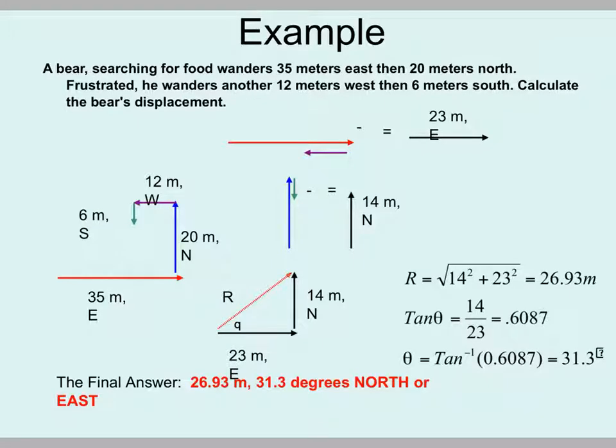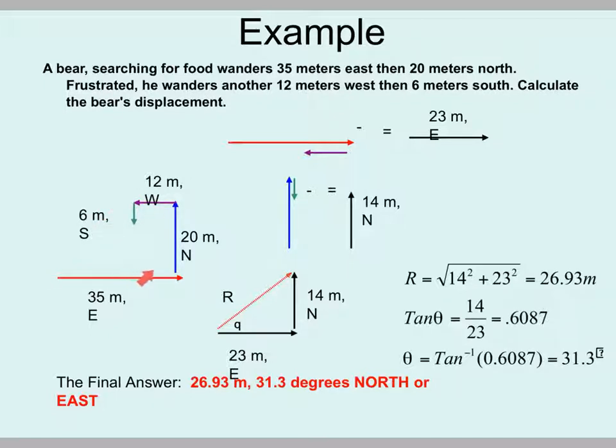Let's look at another example. A bear searching for food wanders 35 meters east and then 20 meters north. Frustrated, he wanders another 12 meters west and another 6 meters south. Calculate the bear's displacement. Well, we've mapped it out right across here. He went 35 meters east, 20 meters north, 12 meters west, and 6 meters south. And so this would be very difficult to draw out a right triangle, but let's take it in components.